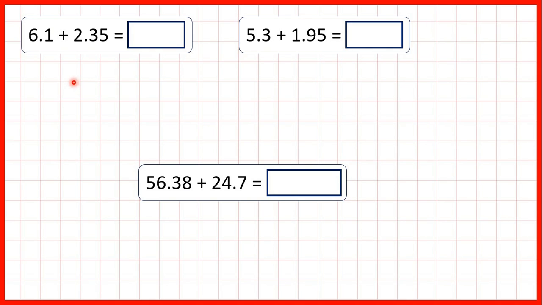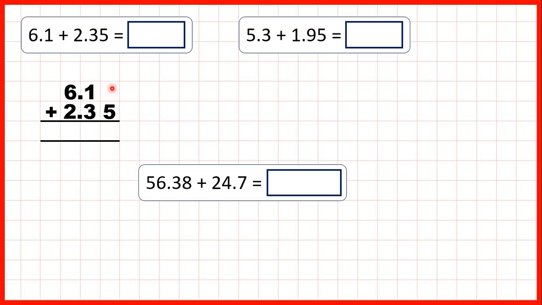Now for these questions, we need to add decimals with a different number of decimal places. So first, we have 6.1 plus 2.35. We can write this out as a column addition, but we need to be really careful to make sure that both numbers are written out with the decimal points lined up, because if the decimal points are lined up, then our ones, tenths and hundredths place value columns will be lined up as well.